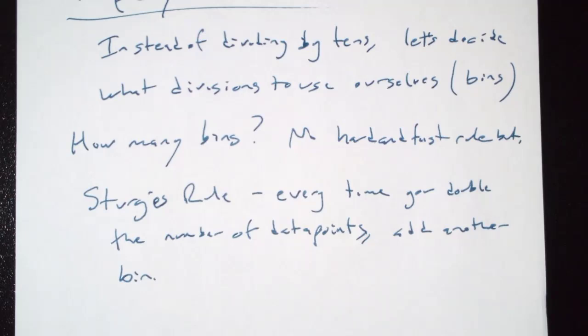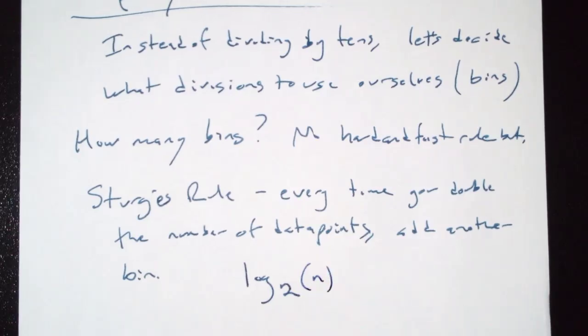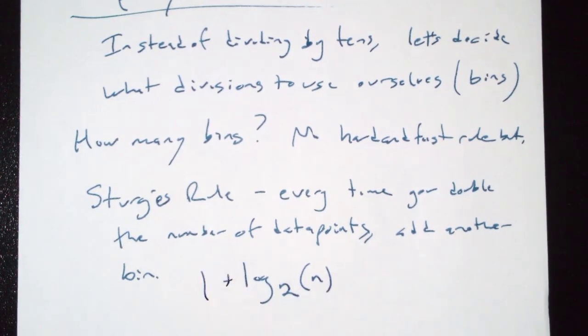A logarithm. Now, here's the problem. I'm dealing with the powers of 2, right? So I would need to do a log in terms of 2. The log base 2 of n. But I always want to start with at least one bin. So let me take this and add 1. So I'll put a +1 in front of that. That should be my number of bins.